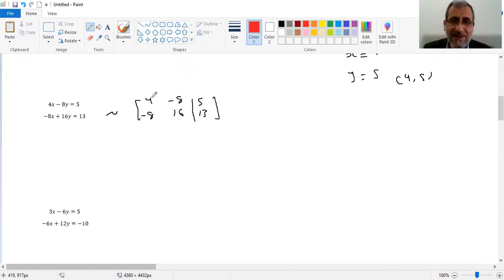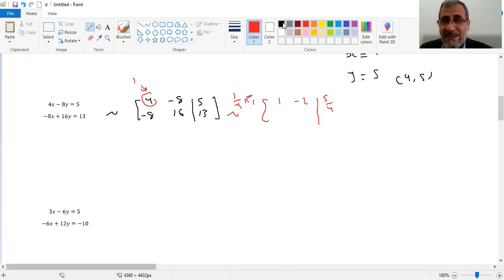What do we need here? We need 1, so divide R1 by 4. This will be 1 here, and this will be negative 2, and this one will be 5 over 4.